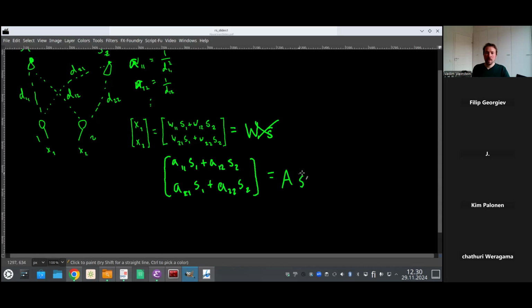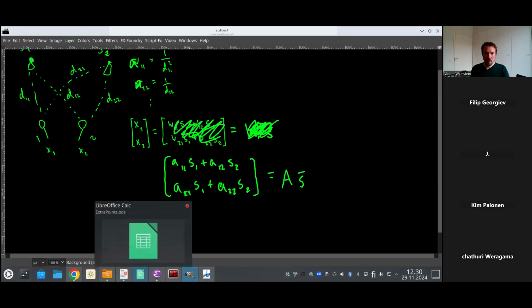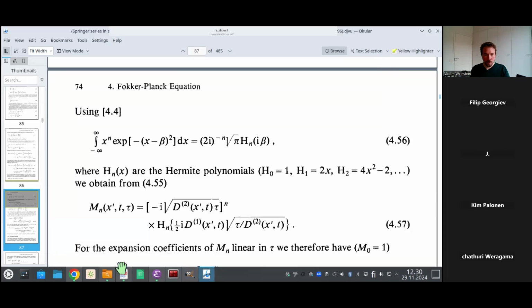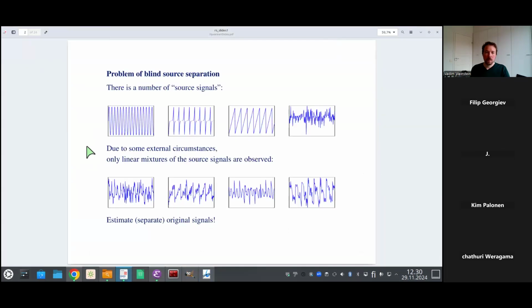So it's some matrix A. I'm going to be using W for something else. Okay, so this is the problem. Let's go back to the slides. We'll get back to this later, and we will analyze this, and hopefully we'll have time to prove that everything works.